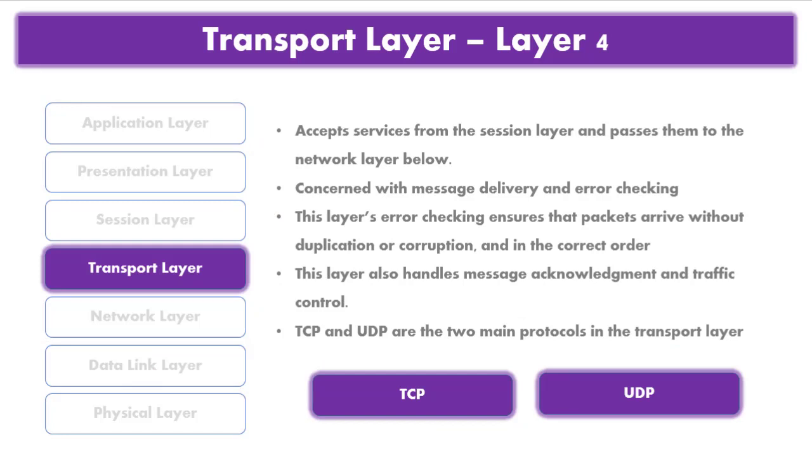Alright, so now we're onto the transport layer of the OSI. This layer here accepts services from the session layer above and passes them to the network layer before. So we've already discussed this.